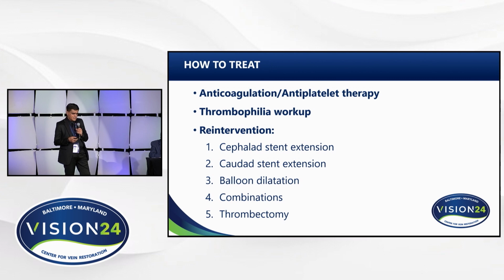It could be a cephalad extension, which is putting an overlapping stent above the existing stent. Caudal extension would be extending the stent lower down, so putting an overlapping stent below the existing stent. Balloon dilatation of the existing stent, sometimes that's all we need. Combination therapy with extension and balloon dilatation, and then also depending upon the characteristics of the material growing inside the stent, a patient can be sent for a thrombectomy if it's acute or subacute.